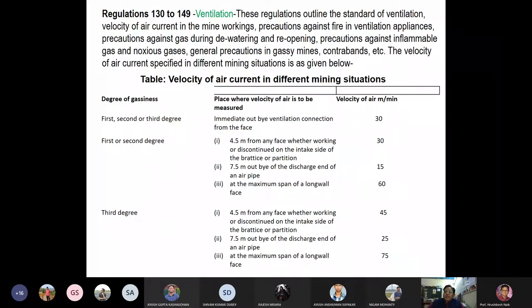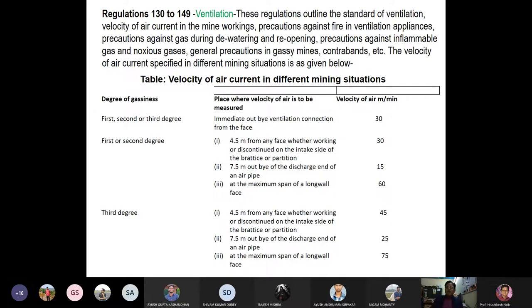This is carried out with the help of a ventilating fan. There is an intake or downcast shaft through which fresh, cool air goes inside the mine, and the foul air comes out through the exhaust fan, through the upcast shaft. There are two types of ventilation, natural ventilation and forced, mechanical ventilation. Mechanical ventilation is carried out by using ventilation fans.